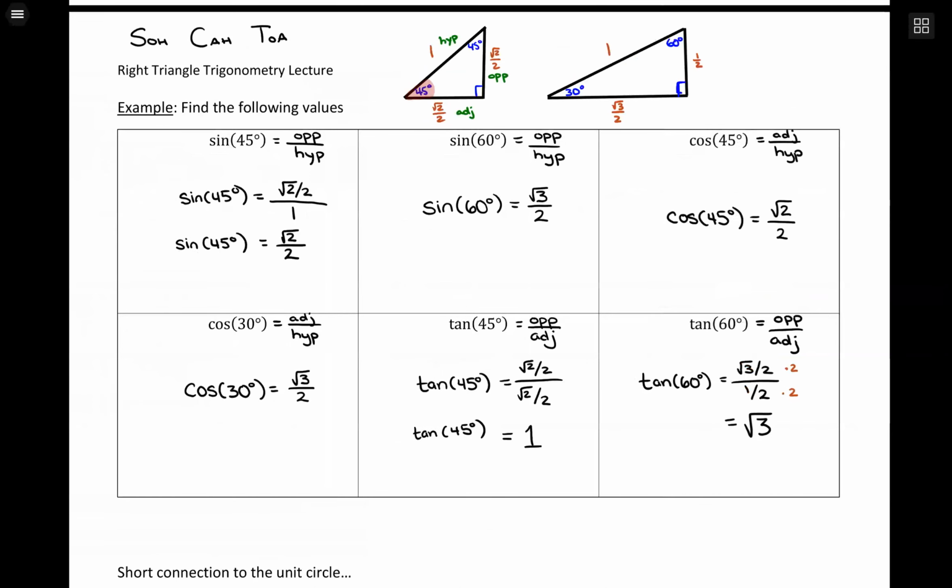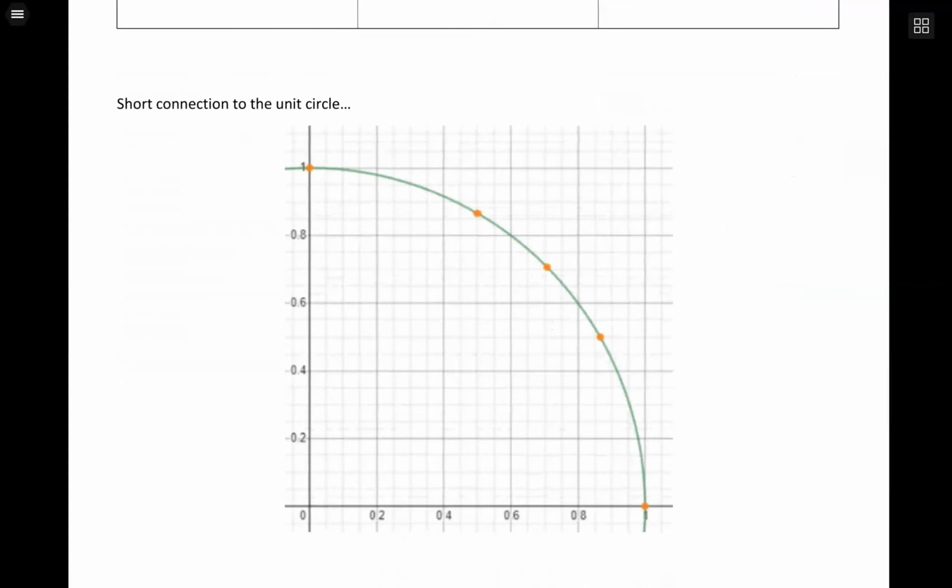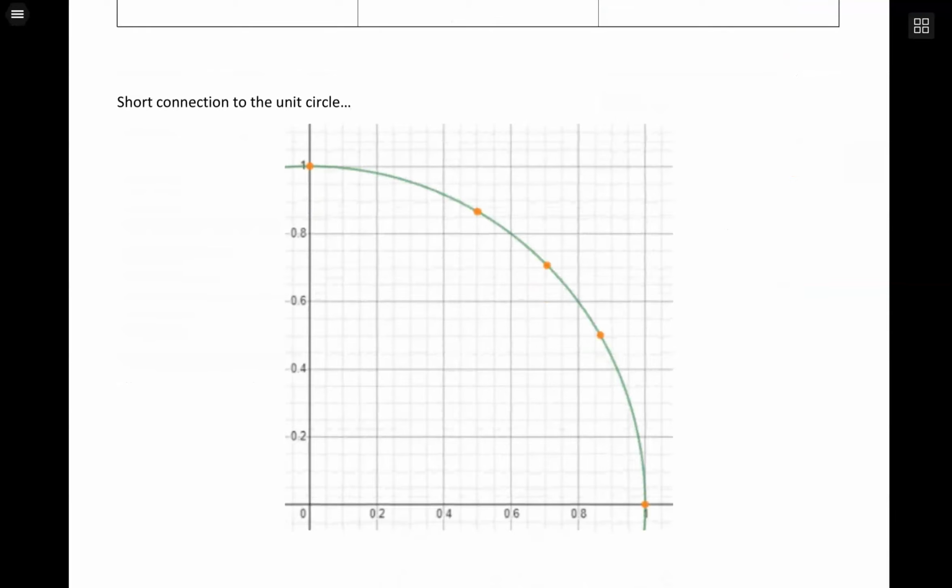All right, so finding sine, cosine, and tangent of these specific angles, 30, 45, 60, we're going to want to be comfortable with those, and these values with these radicals and fractions mixed together all stem from these special right triangles that we're working with. So what we are going to do is make a short connection to our unit circle here, seeing how this is going to tie into next week when we really dive into the unit circle.